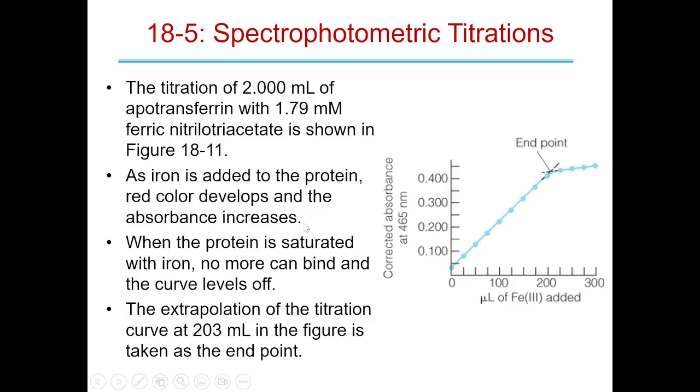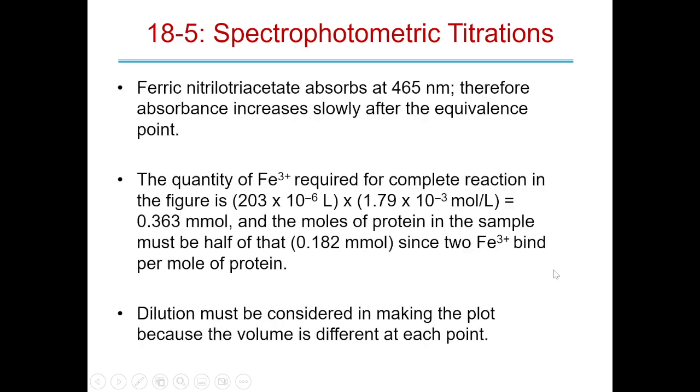Okay, let me go and finish this and I'll go on to the next one, and then we'll stop. So again, iron is added to the protein, the red color develops, the absorbance will increase. When the protein is saturated with iron, no more can bind, and the curve is going to level off. It's not actually true that no more can bind, but essentially you have the vast majority of the binding spots bound. Okay. The extrapolation of the titration curve at 203 microliters is going to be taken as your endpoint right here. And that's that 203 right there.